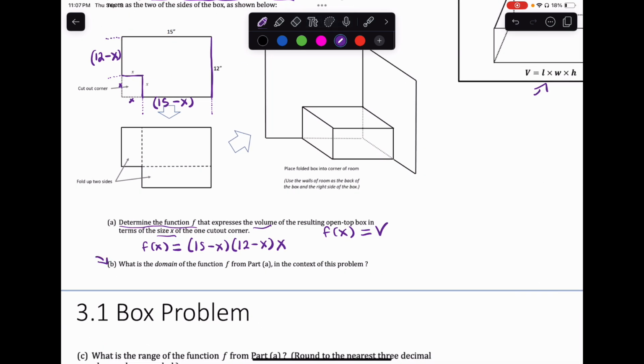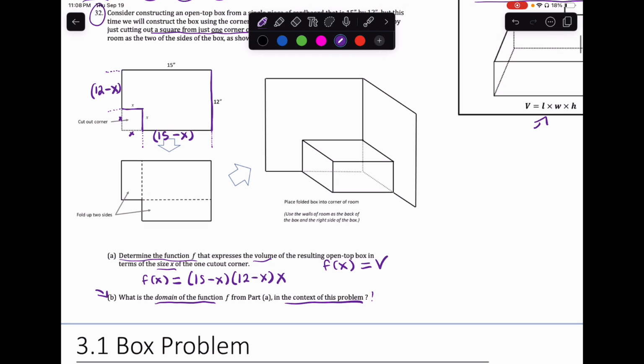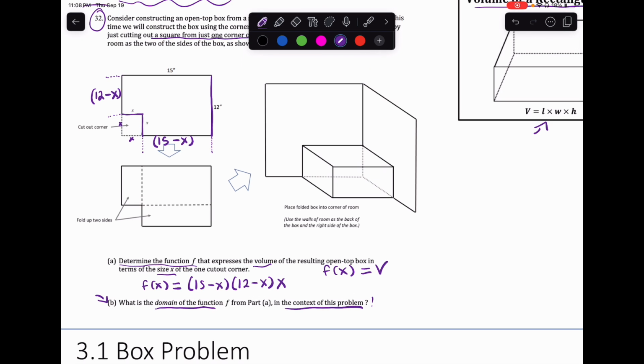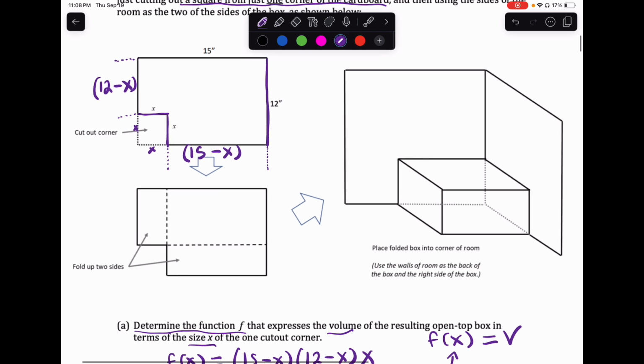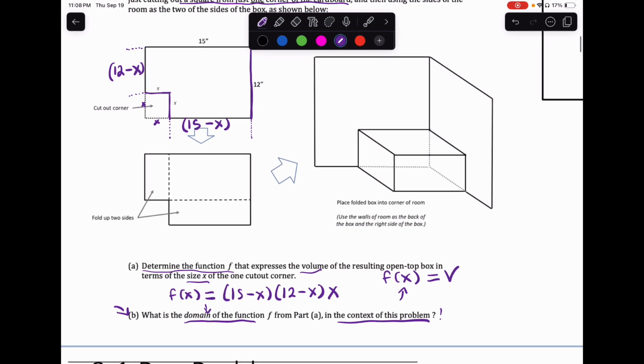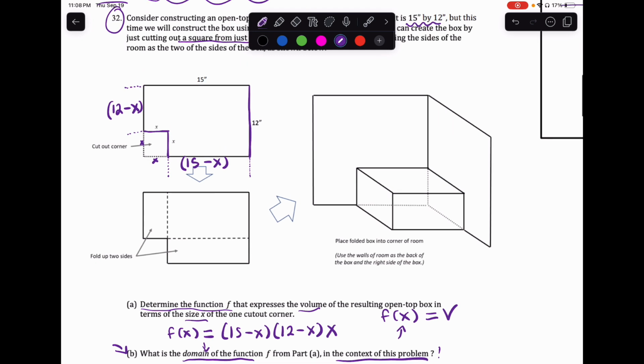Then we have part B. Part B says, what is the domain of the function f from part A in the context of the problem? That part is important: it says in the context of the problem. If you have a piece of paper and we want to take a look at the domain, our domain is going to be all of our possible independent variables. We know our independent variable here is x, x being the length of the side of the square cutout, so we have to figure out all the possible values of that.